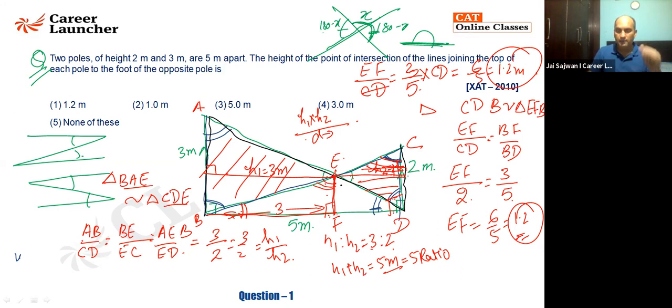Now, can I say, if you look at this, the triangle BEF is similar to triangle BCD? Why? Because this is a common angle. This is 90 degree, this is 90 degree. This is common. The third angle is also the same. Is it clear, Manish?